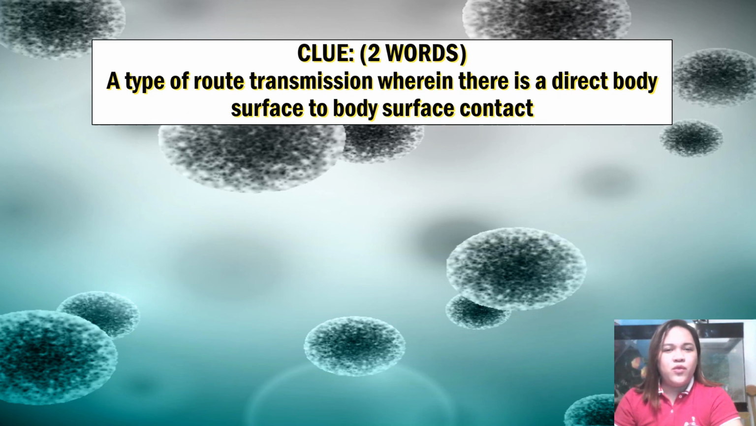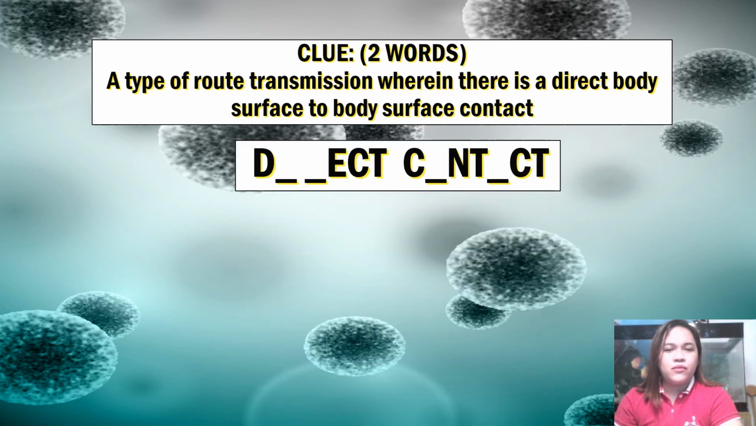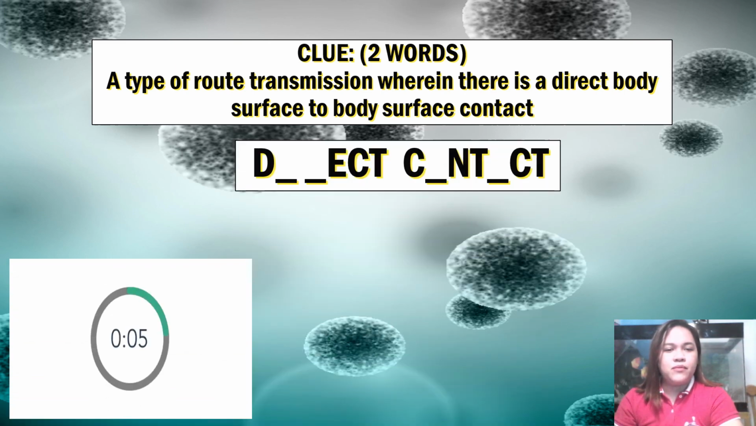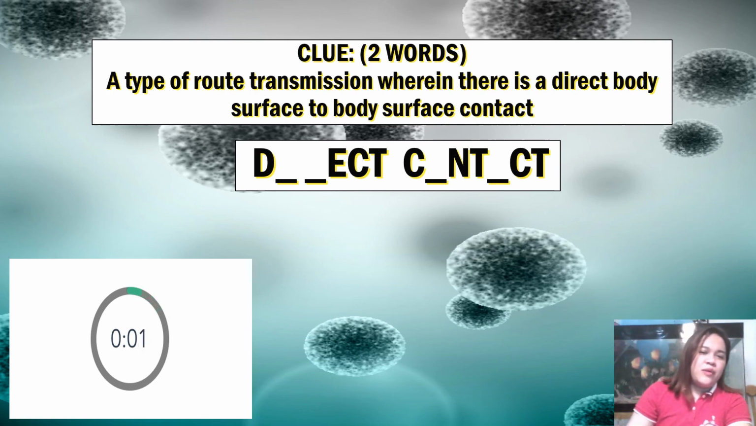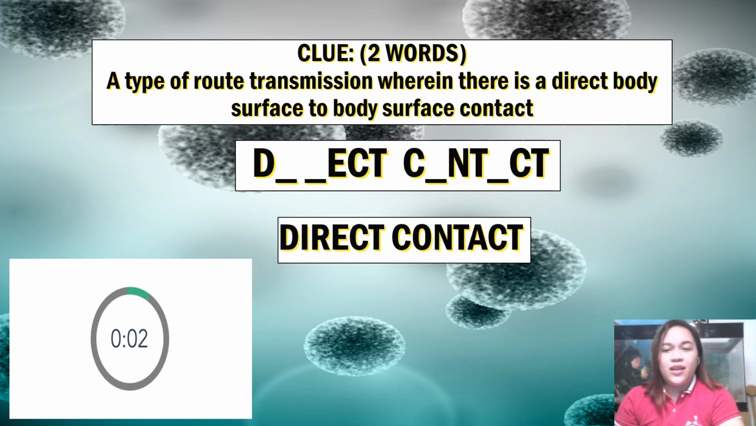So we have 2 words in this last term. This is a type of transmission wherein there is direct body surface to body surface contact. Okay, in 5 seconds, jot down your answers. Just check your own paper, guys. Okay, time's up. It's direct contact.